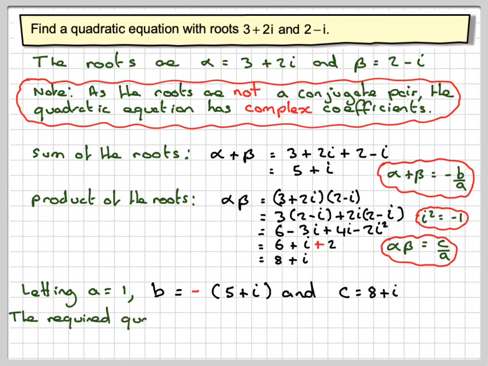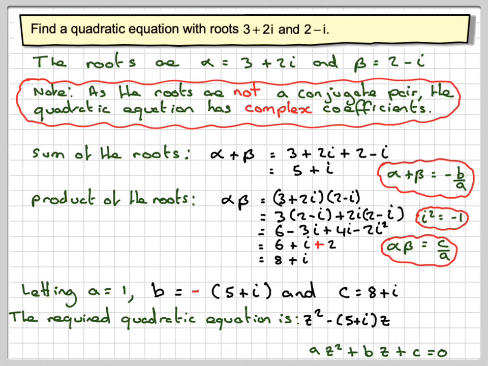Therefore, the required quadratic equation is going to be of the form az squared plus bz plus c is equal to 0. So a is 1, so it's going to be z squared. b is minus (5 plus i), so you need to put that in brackets, times z, and c is 8 plus i. So this has been finding a quadratic equation with complex roots which are not in conjugate pair.